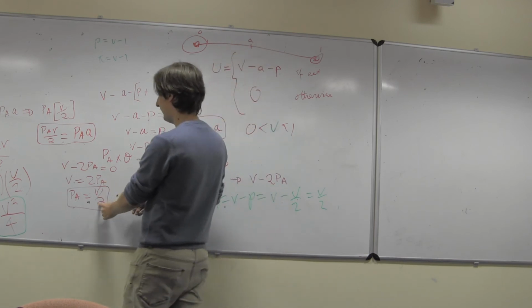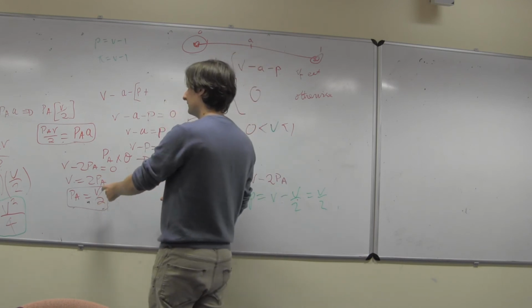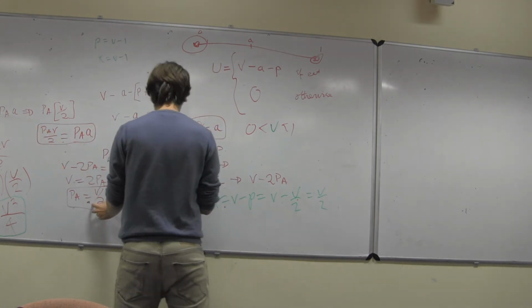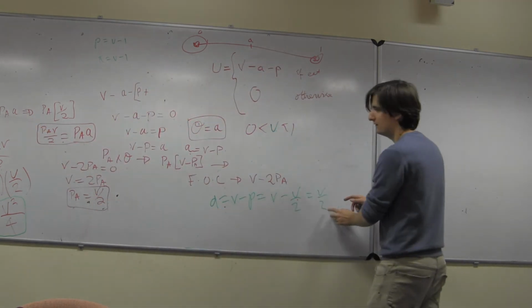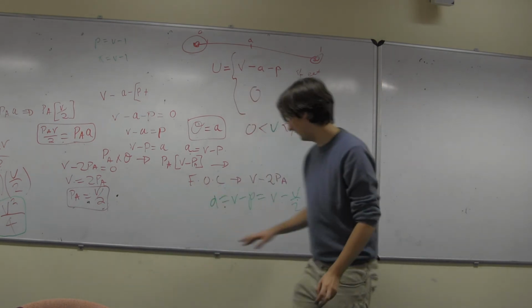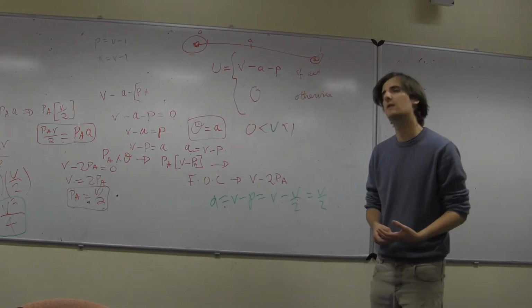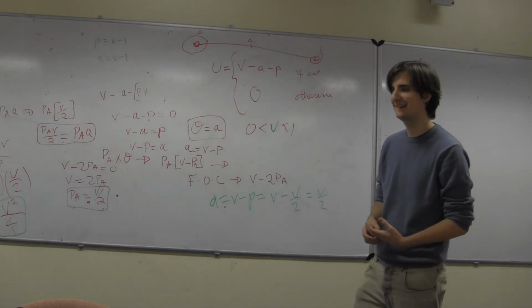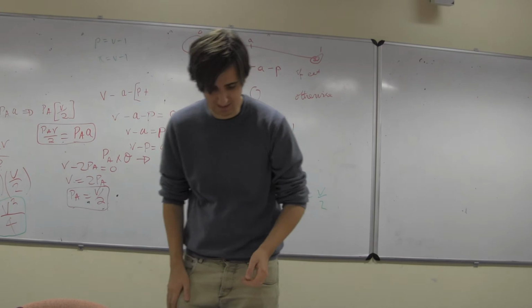So the price was V over 2, and so this was price times A, okay? So price was V over 2, A was equal to V over 2, so we had V over 2 times V over 2, which is V squared over 4. It's easy to make these slips.